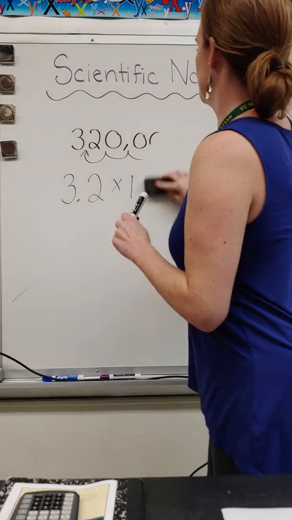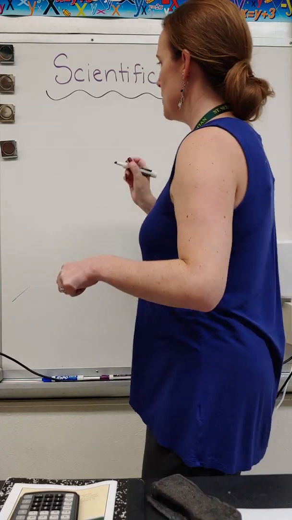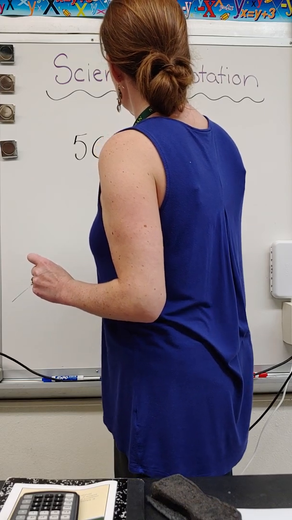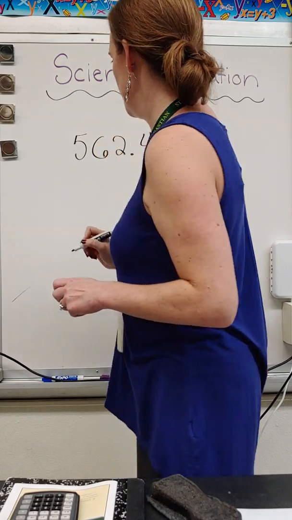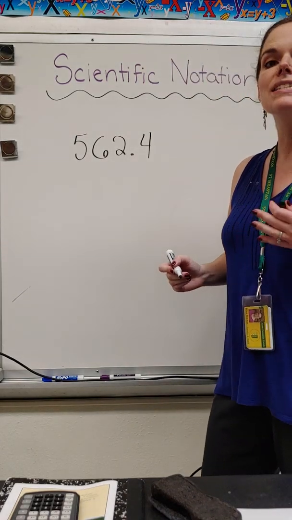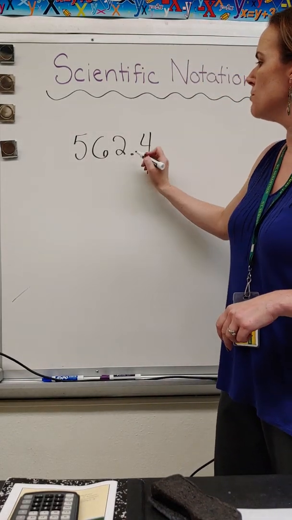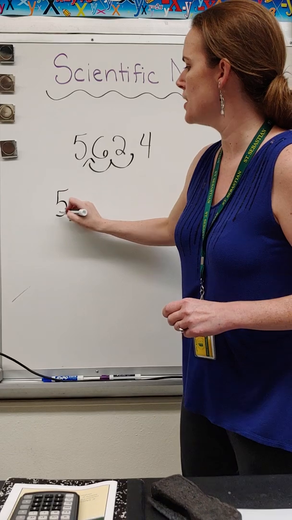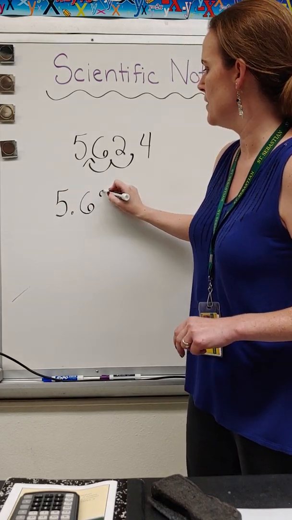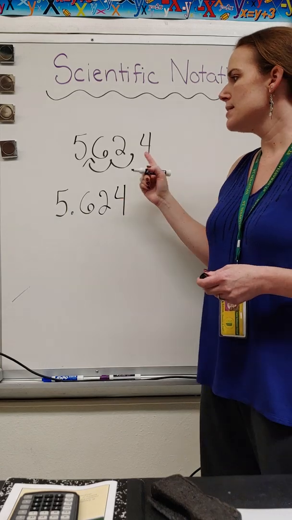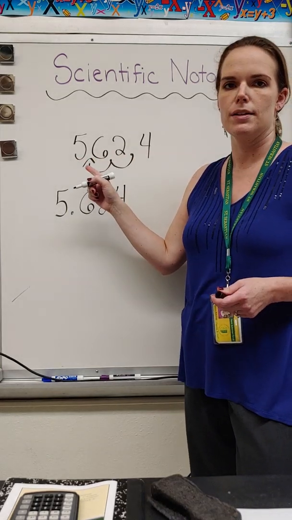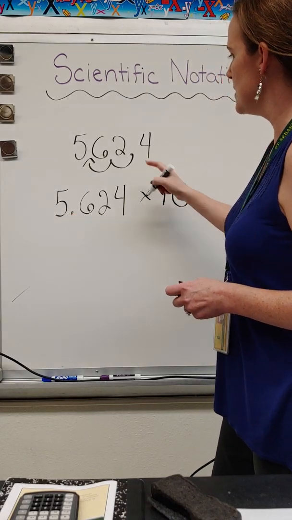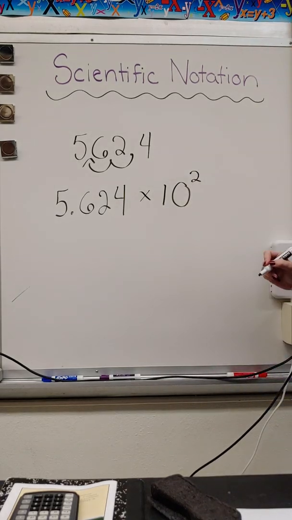Here's another example. Say you have the number 562.4. And I want to put that in scientific notation. Well, I need to move the decimal 1, 2 spaces, because I always need my original number to be between 1 and 10. Usually that just means moving the decimal so there's one number in front. So it's going to be 5.624 times 10, and since I moved it twice, it's to the second power.